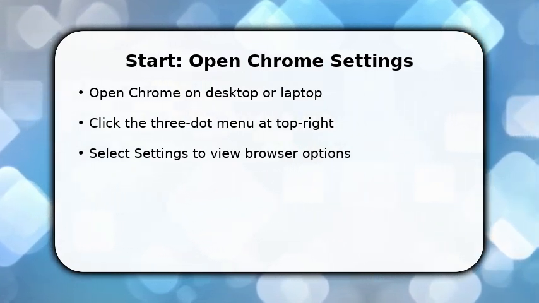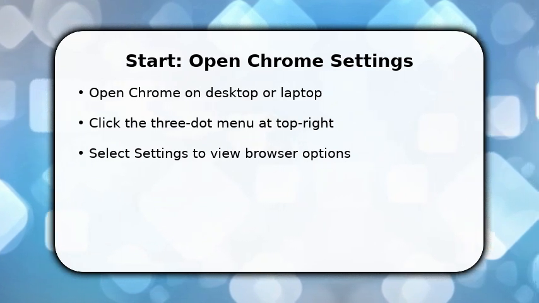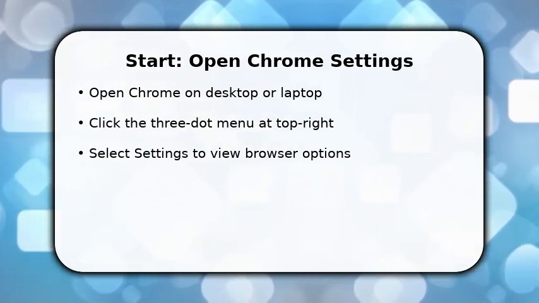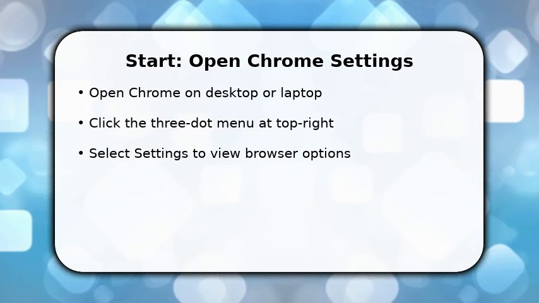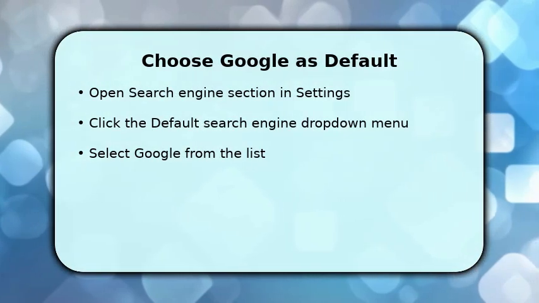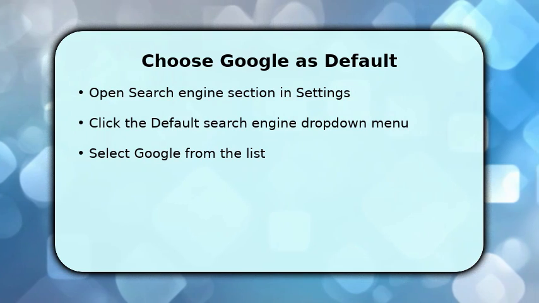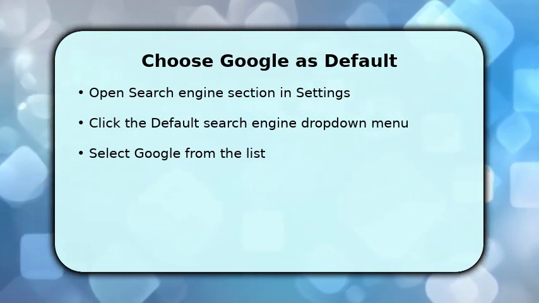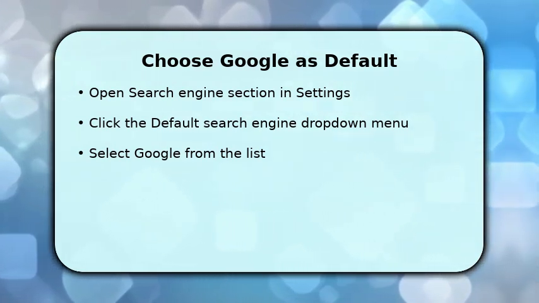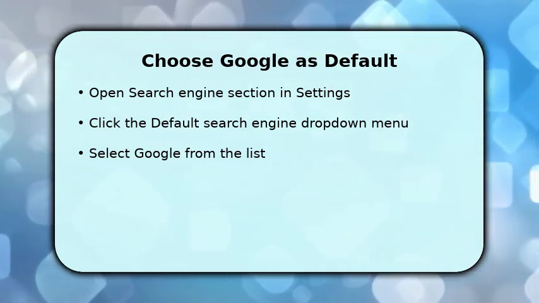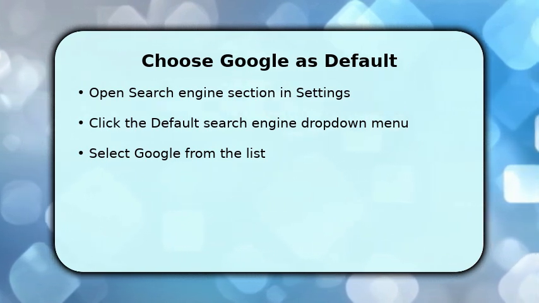This step puts you where you can change providers quickly, so proceed without extra setup and prepare to select Google. Now, in the Search Engine section, click the Default Search Engine drop-down to reveal available providers. If Google appears in the list, click it to make it your default. This changes the Omnibox and new tab searches immediately.